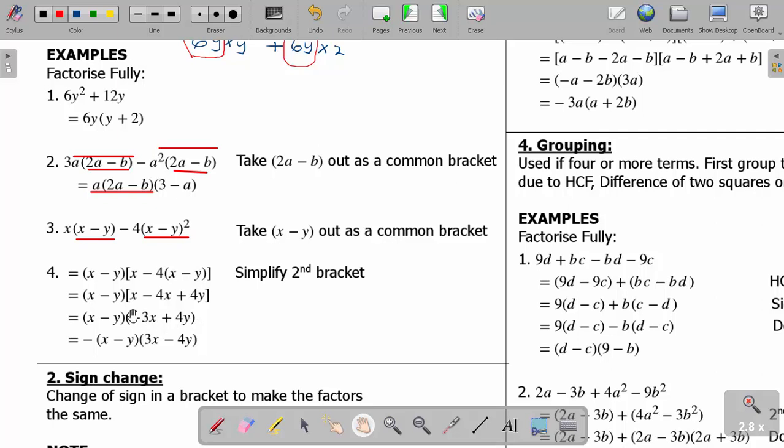If I take out a negative from this bracket and I take a negative one here, I'll be left with positive 3x minus 4y. So that's our answer. Alright, so that was taking out a highest common factor.